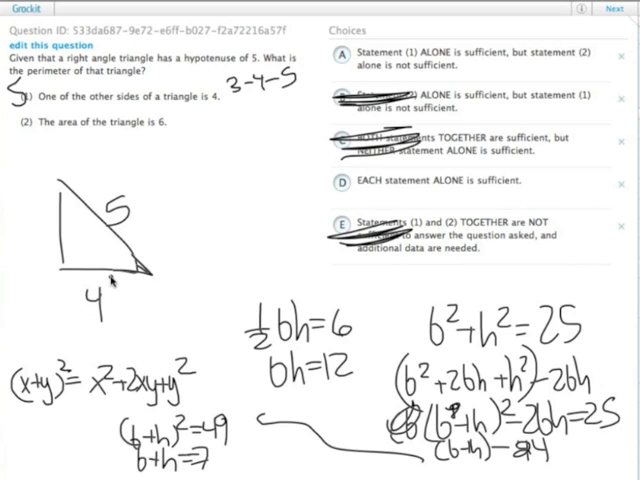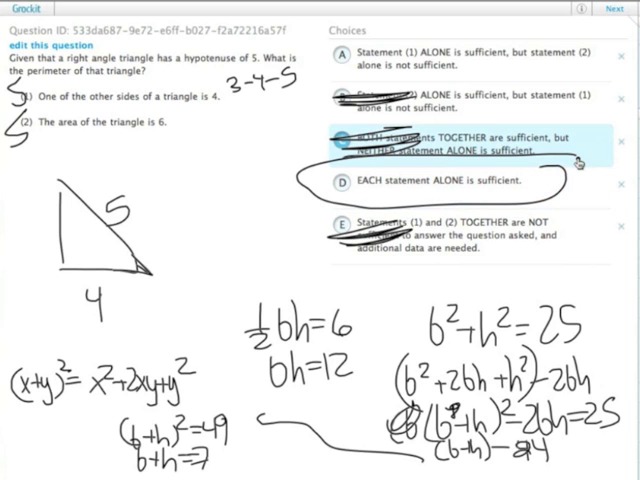So two of the sides added together equals 7, and adding the third side, which we knew was 5 to begin with, the perimeter is 12. So statement 2 is also sufficient. Each statement alone is sufficient.